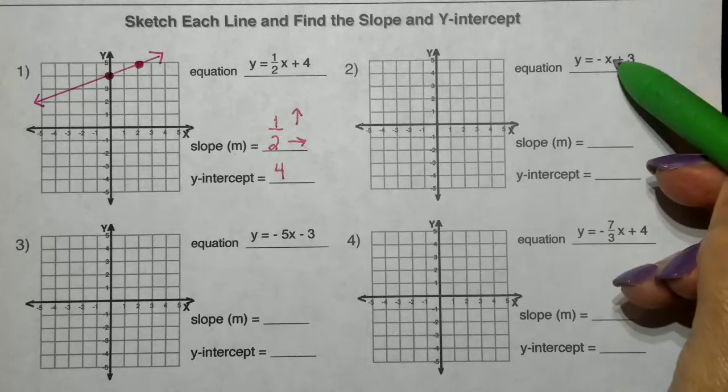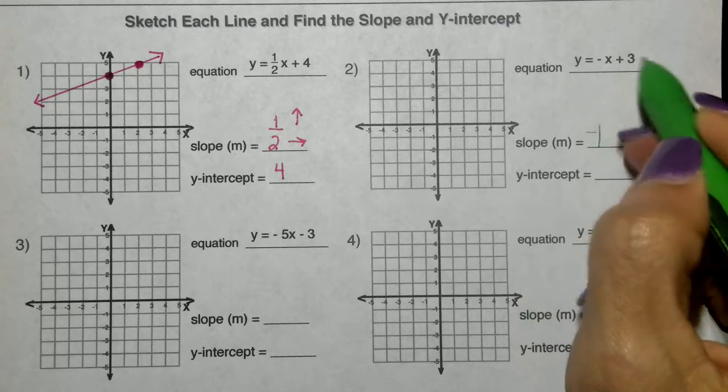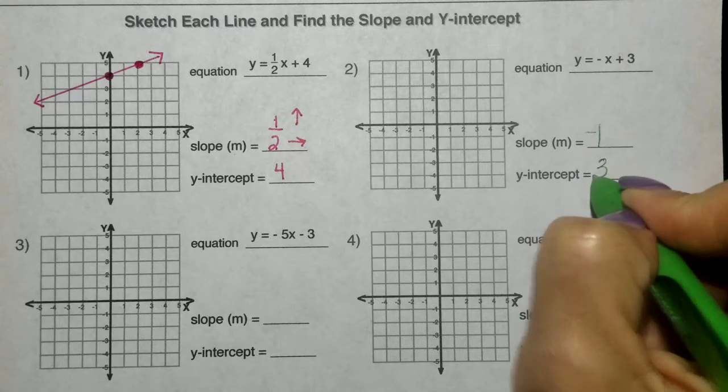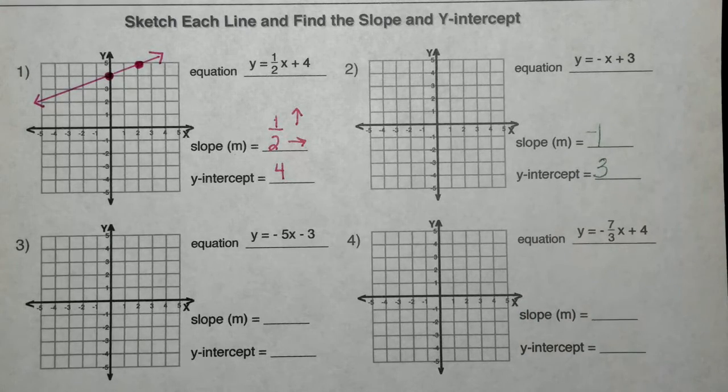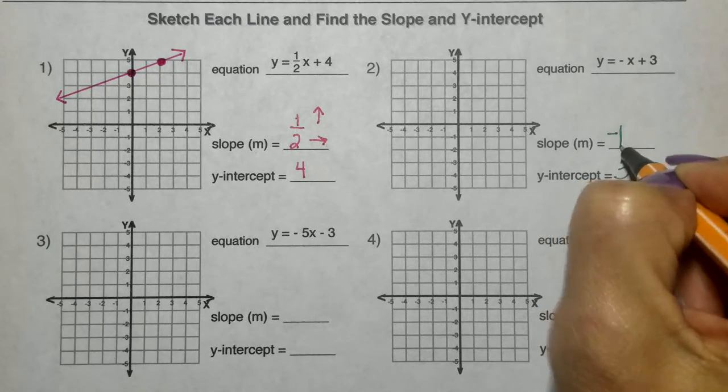So my slope here is a negative 1, and my y-intercept is a positive 3. So let's talk about that slope for just a second. That slope is a positive 1. Yes. Here's the problem. A negative 1, excuse me, negative 1. So the problem is this.